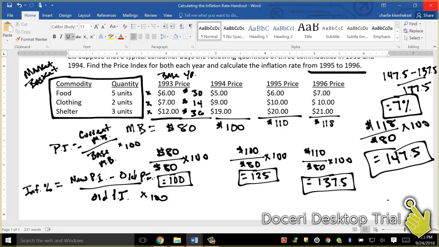So what have I done? I've taken the group of goods, that was our market basket. We found the value of those group of goods. We converted that info into a price index, okay, which allows us to easily grab price index numbers and throw them into our inflation rate formula and calculate the rate of change between any two price index values to get what we would call the inflation rate.